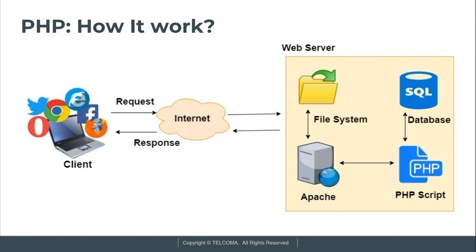Next we are going to discuss how it works. The diagram shows that the client is requesting some page, by entering a website in the Chrome browser, the Opera browser, or Internet Explorer. After that the request goes to the internet and is forwarded to the web server. In the web server, different components work together and extract the particular web page, which goes back to the internet, and the response is sent back to the client. That web page is displayed on the screen of the client computer.